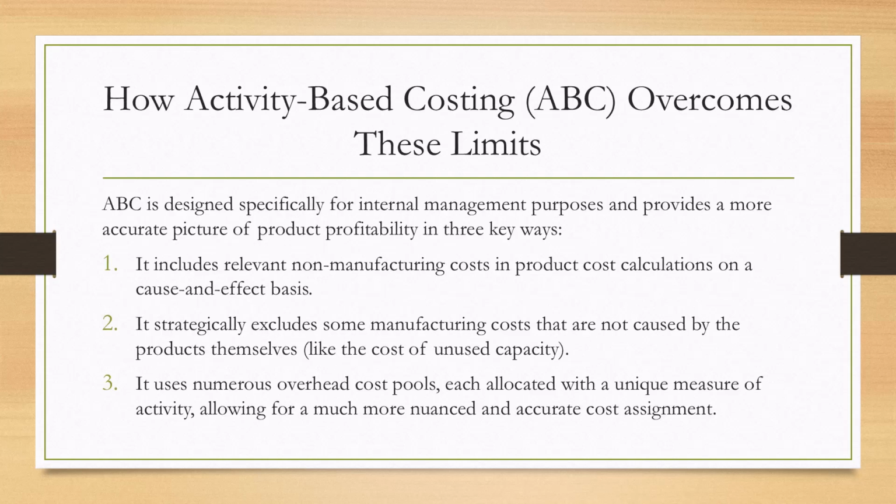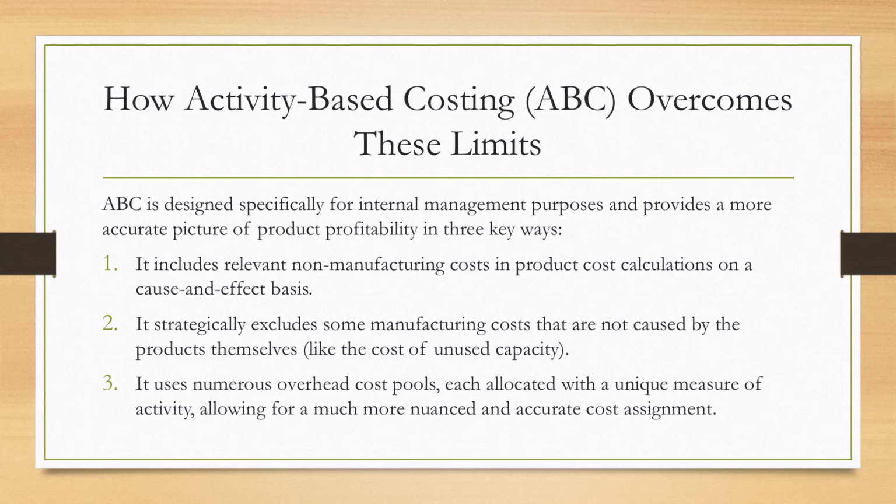Activity-based costing was designed specifically to overcome these limits. It provides a much more accurate picture of product profitability for internal decision-making in 3 fundamental ways. First, ABC includes relevant non-manufacturing costs in product cost calculations, but only on a strict cause and effect basis. Second, it strategically excludes some manufacturing costs from product costs if they are not caused by the products themselves, such as the cost of unused factory capacity.